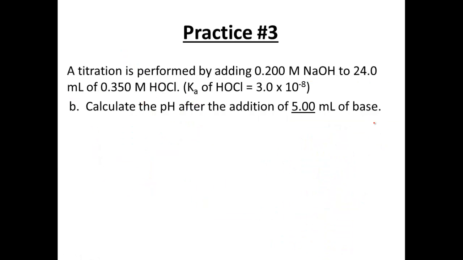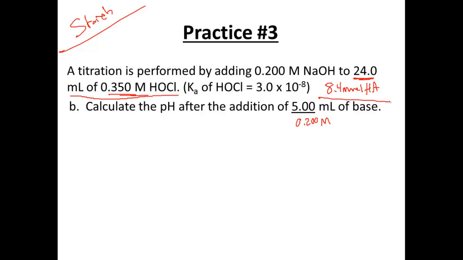Okay, up next we actually start adding the hydroxide now. So we are adding 5 milliliters of this 0.200 molar concentration of base, and we're going to add it to 24 milliliters of 3.500 molar HOCl. So whenever you add acid to base, remember it's stoichiometry first. Okay, whenever you add an acid to a base. Well, these 24 milliliters times this concentration here ends up being a millimole amount, and that's 8.4 millimole. That's going to be our millimole of acid we're going to work with all the way through our problems here.